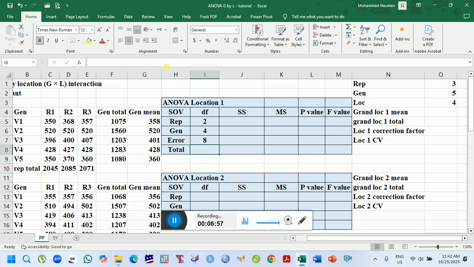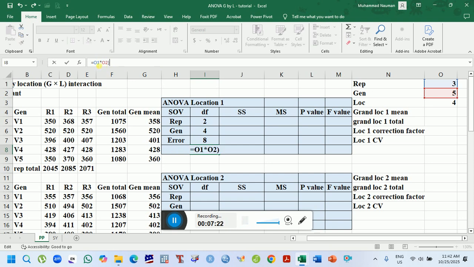Now we'll calculate the total degree of freedom is equal to, total degree of freedom will be calculated as replication multiplied by genotypes -1. Replication multiplied by genotype, put this in one bracket, -1.